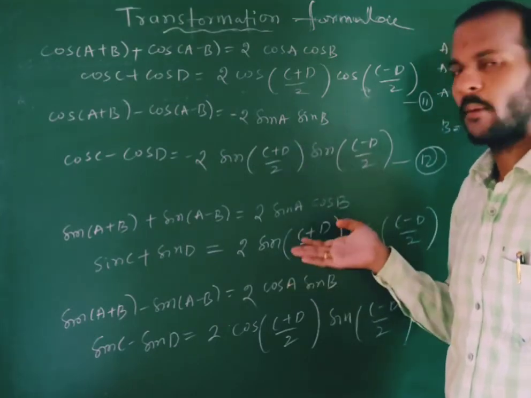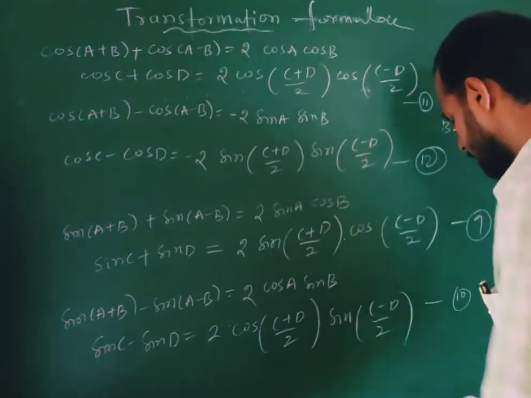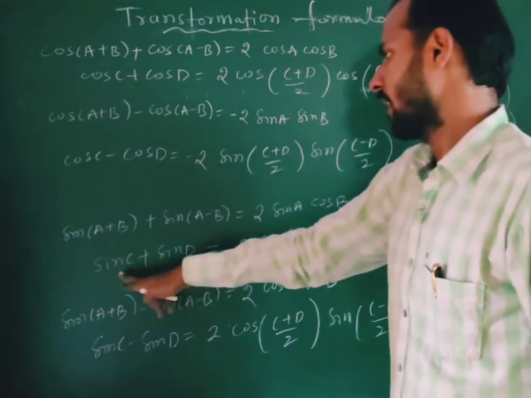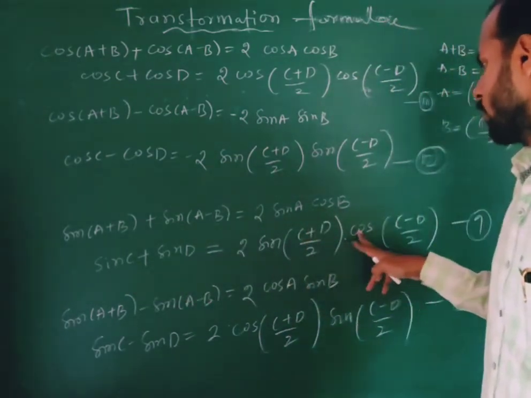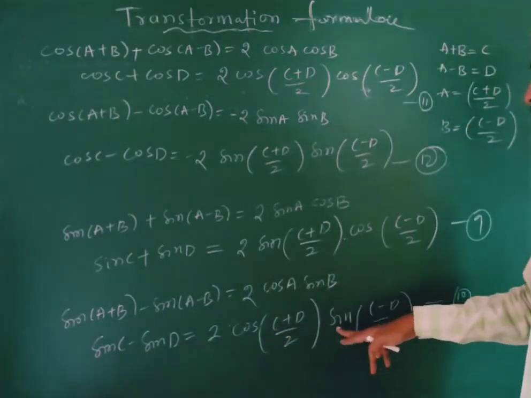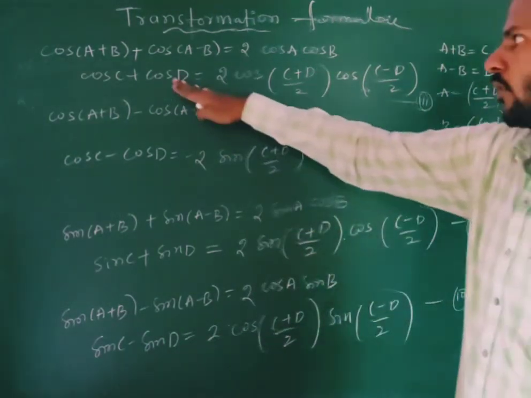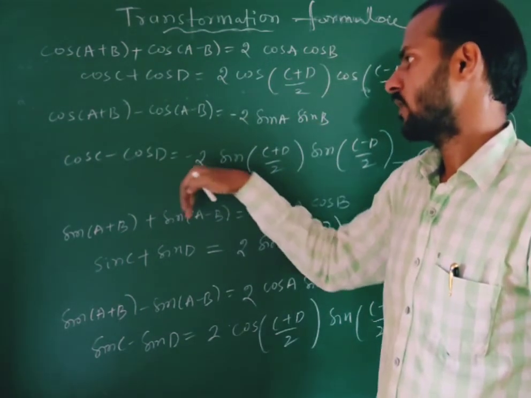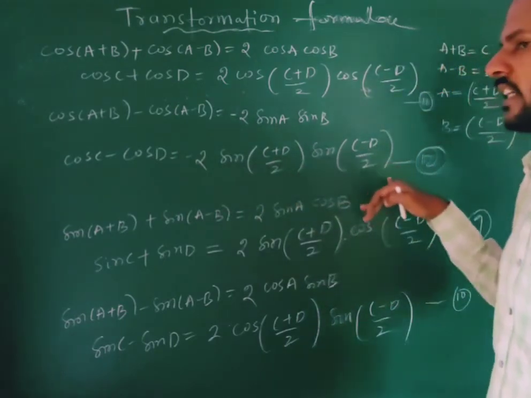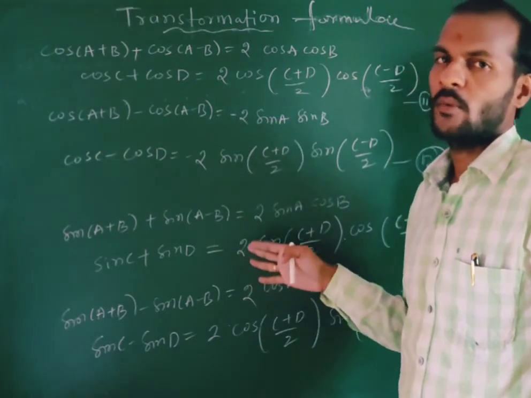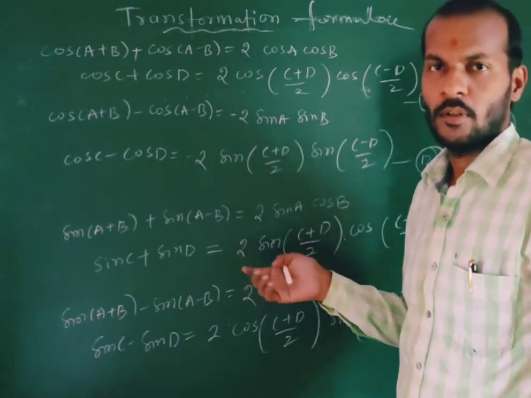I will solve 1 or 2 examples, right? Just keep in mind, sin c plus sin d is 2 sin c plus d by 2 cos c minus d by 2, and sin c minus sin d is 2 cos c plus d by 2 into sin c minus d by 2, and cos c plus cos d is 2 cos c plus d by 2 cos c minus d by 2, and cos c minus cos d is minus 2 sin c plus d by 2 into sin c minus d by 2. Write down separately on one side these formulas which are useful while solving the problems, right?